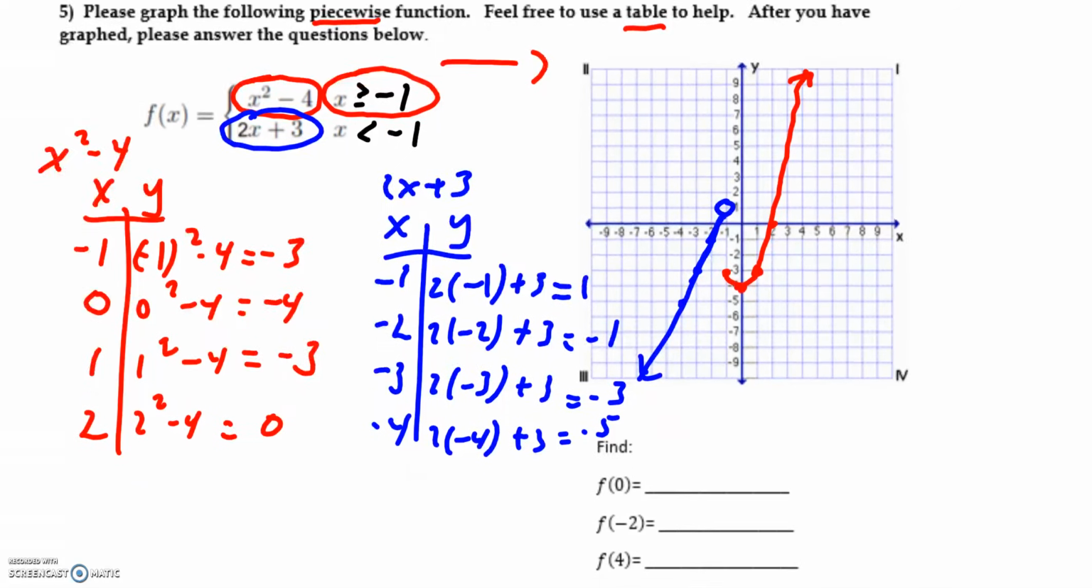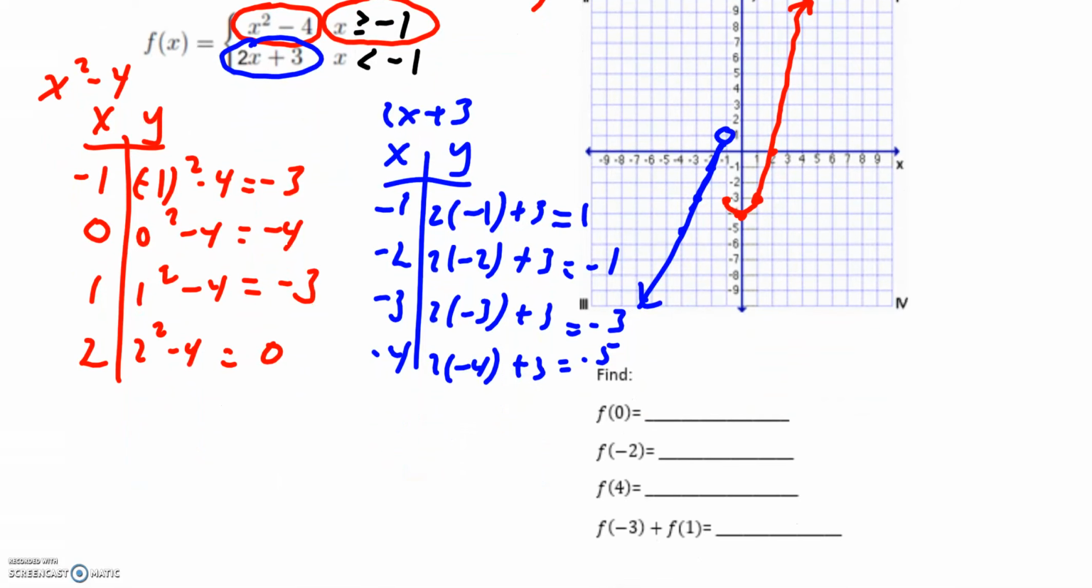Now that I have my piecewise graph, I can answer some of the following questions. If I'd like to find f of 0, that means that I'm plugging in x equals 0 and looking for the y value out. So if I look at 0 and go down to the graph, the y value is -4. If I look at f of -2, that means I'm plugging x equals -2 into this function. So if I look at the x value of -2, the y value that goes with it is -1.